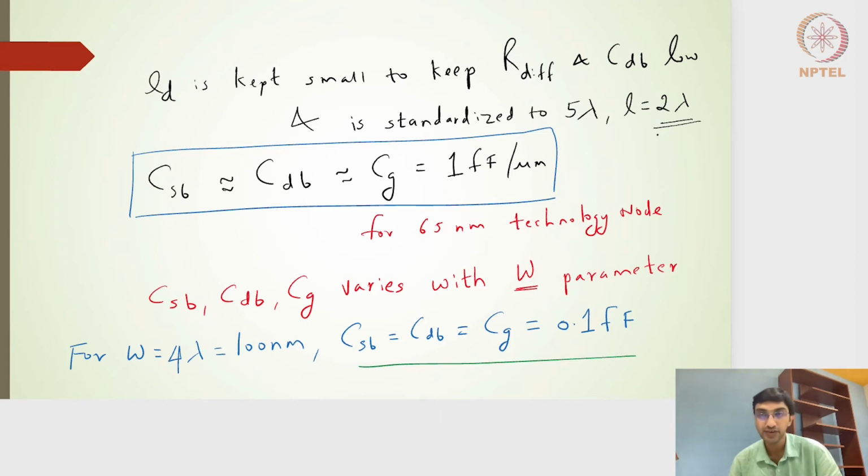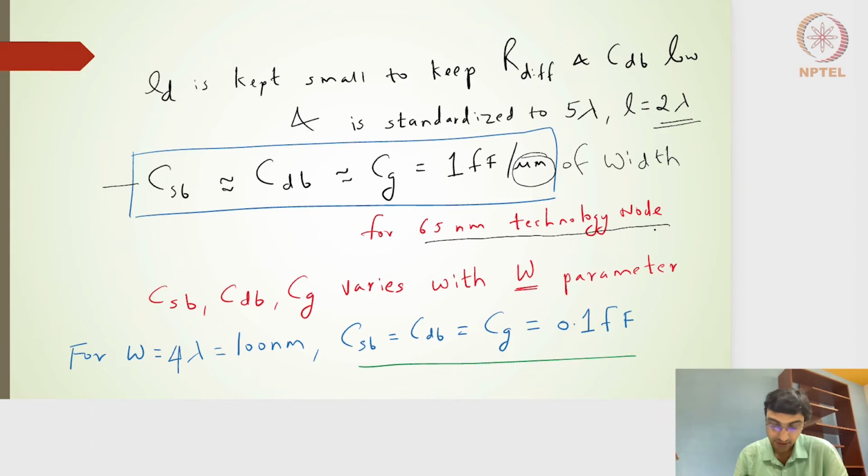So the only variable which we can change is the width. Also, in the literature, it has been calibrated that the source to body, drain to body, or the gate capacitances are almost equal to 1 femtofarad per micron of the width of the transistor. Especially for the 65 nanometer technology or process node, using this value, we can find out for W equal to 4 lambda. If you remember, lambda is equal to 25 nanometers, so 4 lambda turns out to be 100 nanometers.